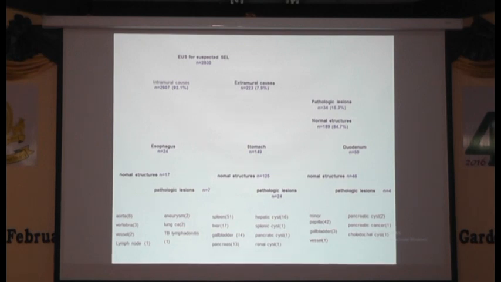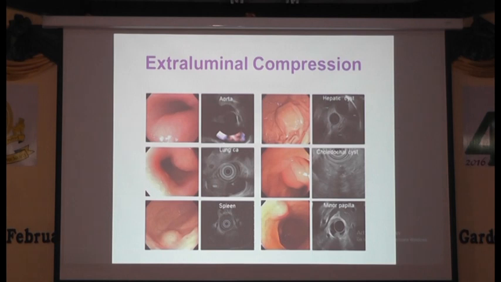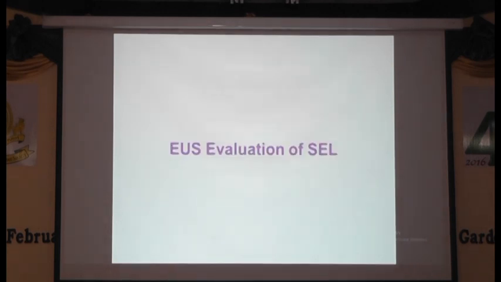And for the stomach, hepatic cyst, splenic cyst, pancreatic cyst, and renal cyst. And for the duodenal lesions, pancreatic cancer invasion, sometimes choledochal cyst. Sometimes the minor papilla is misdiagnosed as a subepithelial lesion and transferred to me for further evaluation. This is the image of aortic impression and lung cancer invasion and splenic impression. On the right hand side, hepatic cyst, choledochal cyst and normal minor papilla are seen.